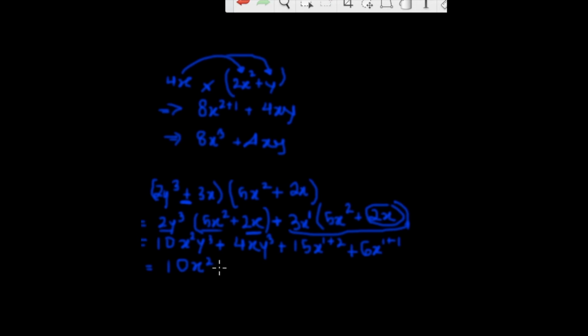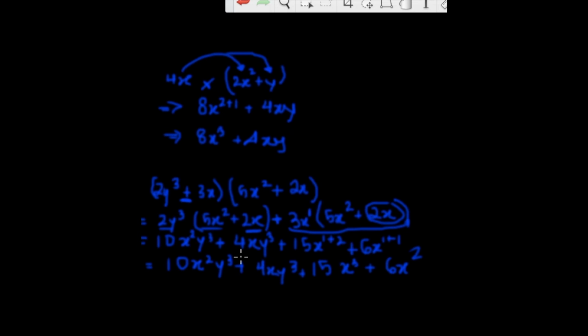That will give you the final answer of 2x squared y cubed plus 4xy cubed plus 15x cubed plus 6x squared. So that would just be your final answer. Now, there could be more complicated questions, but the process is the same. You just have to use the distributive property in order to solve questions related to multiplication.